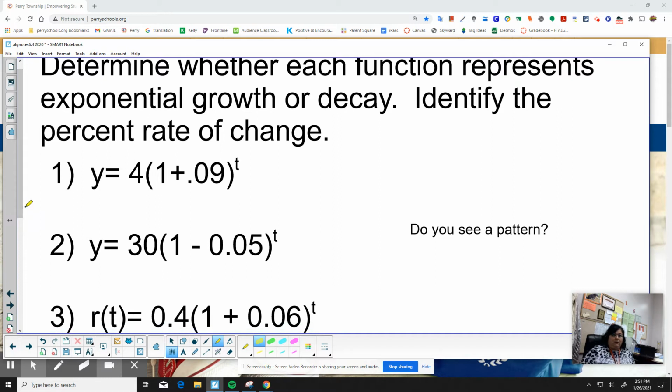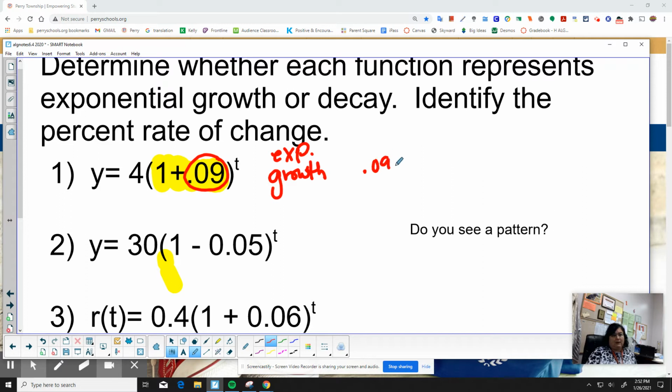All right, so determine whether each function represents growth or decay. Well, we do that by looking inside the parentheses. So I look at the parenthesis in here, and first of all, there's a plus sign. So since there is a plus sign, this is a growth equation, an exponential growth equation. And if I identify the percent rate of change, I look at this piece right here, and I change it to a percent. So if I have 0.09 and I want to make that percent, I can either multiply by 100, or I can take 0.09 and move the decimal over twice. So it has a growth rate of 9%.